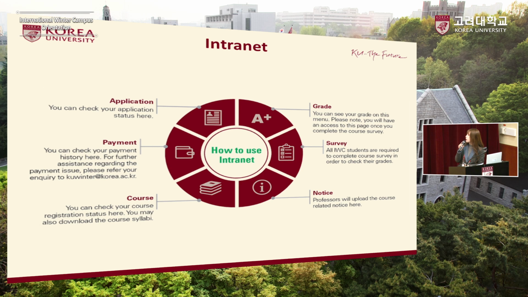And simply, the internet site has 6 menus on the bar. Application: you can check your application status here. On the payment section, you can check your payment history. For further assistance regarding payment issues, please direct your inquiries to kuwinter@korea.ac.kr. On the course bar, you can check your course registration status, and you may also download and print out your course syllabi. On the notice menu, professors will upload course-related notices here, such as assignments, essays, and so on. And survey: all IWC students are required to complete the course survey in order to check their grades. That's mandatory. And on the grade section, after you turn in your survey, you can see your grade in this menu. All right, very simple, right?